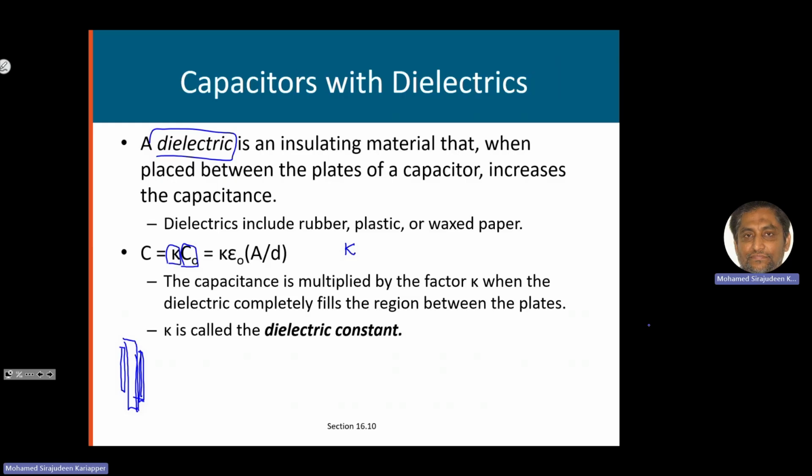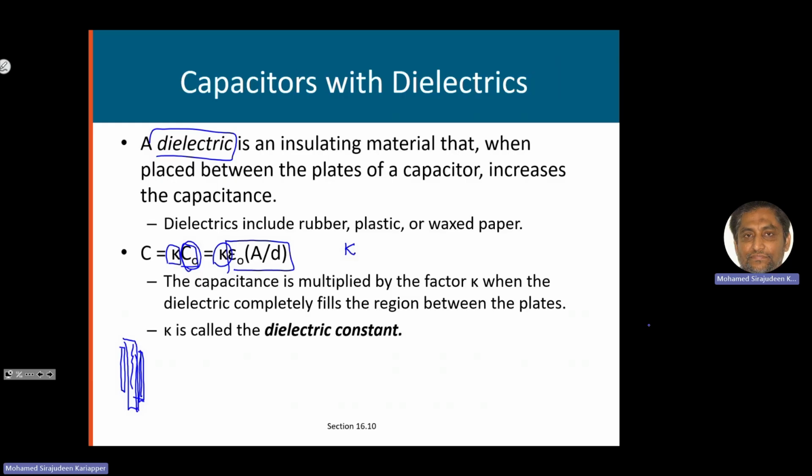So if it is just air, you will have the capacitance given as epsilon 0 A over d. But when we put the dielectric between the capacitor plates, for the same capacitor plates, it will increase by this factor kappa. Kappa is a value greater than 1 for any dielectric material other than air.